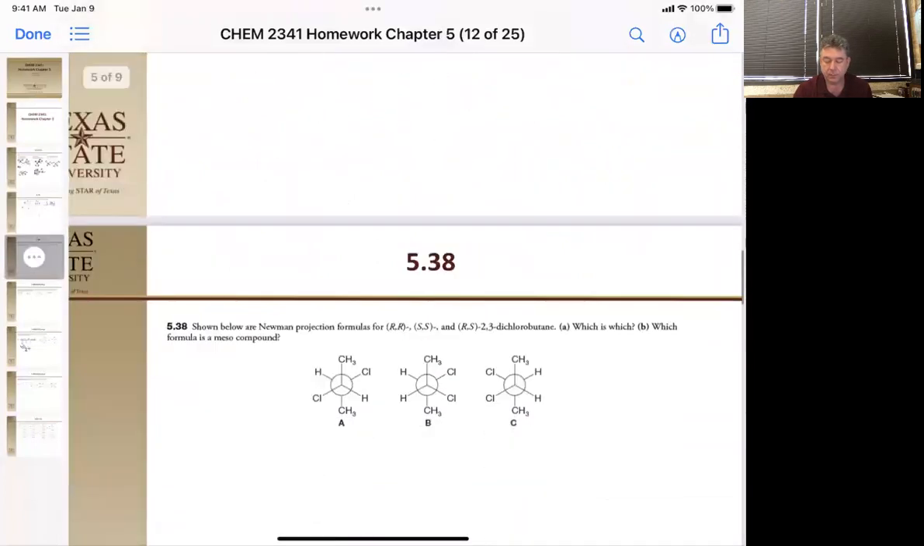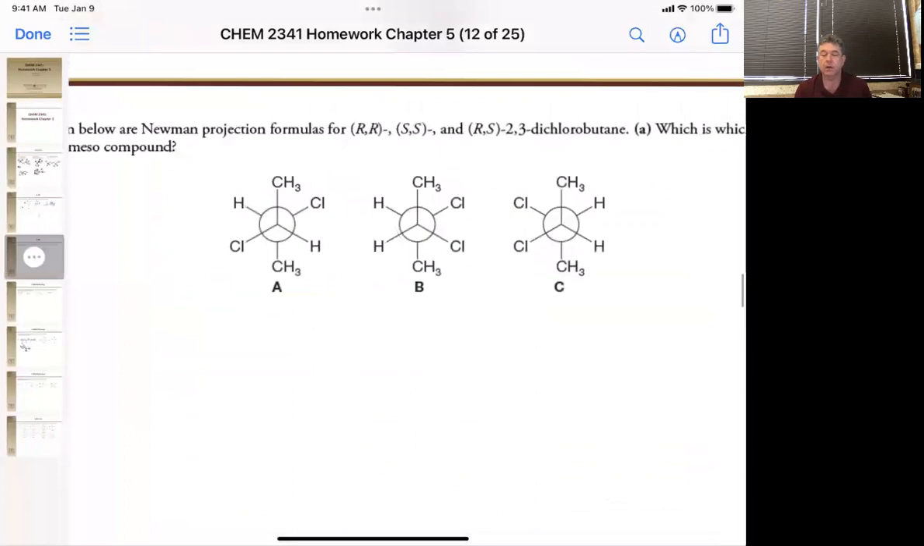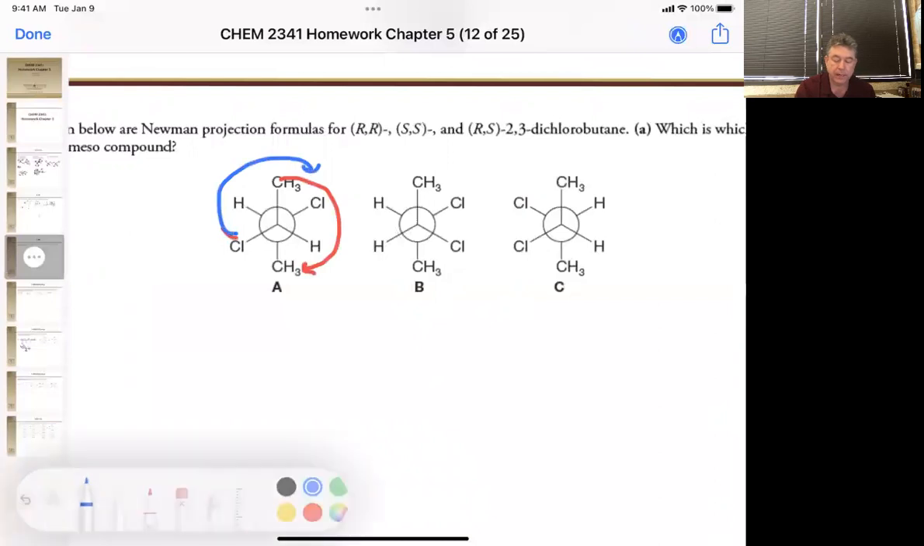All right, let's get some more practice here and look at these Newman projections, figure out which one is RR, SS, and RS, and which one is a meso compound. Okay, so let's just look at our Newman projections for a second here. If we rotate this methyl group around to be eclipsed with this methyl group, our chlorine is going to be rotated around, eclipsed with the chlorine, and our hydrogen is going to be rotated around, eclipsed with the hydrogen.